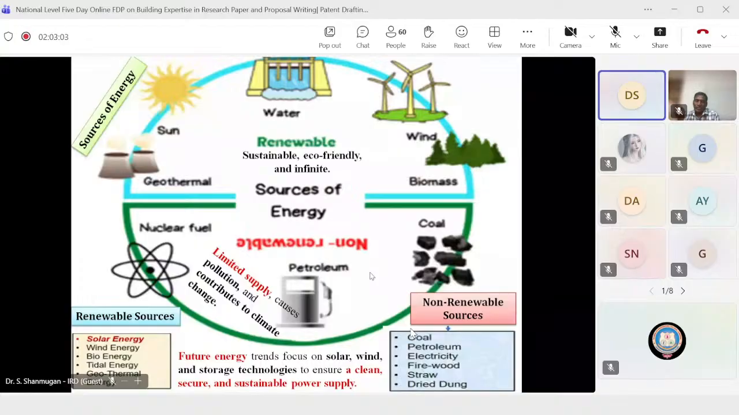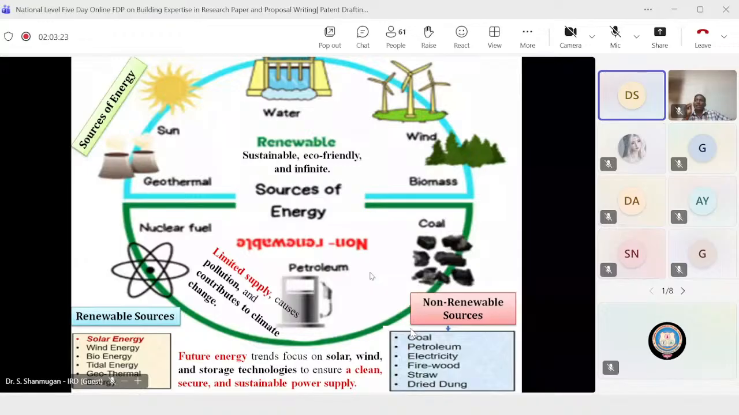I have published in high impact factor JCR journals in this area. This area you can use for future trends in solar, wind and storage technology. These three technologies you can improve for clean energy sources adapted for sustainable power supplies. Okay, so non-renewable energy: you can see coal, petroleum, electricity, fire and dried drug. These are all non-renewable energy sources you can use.